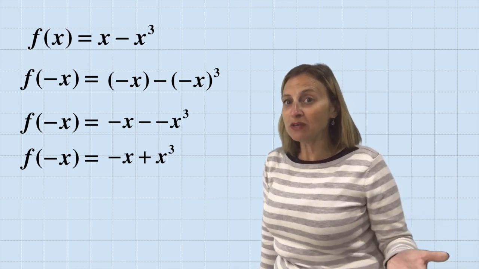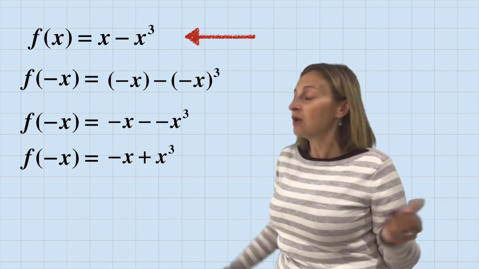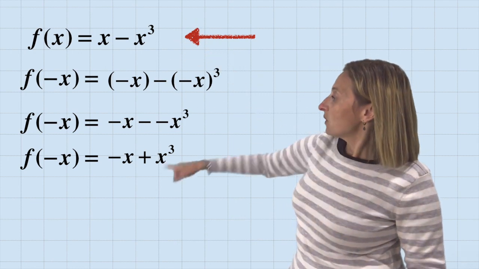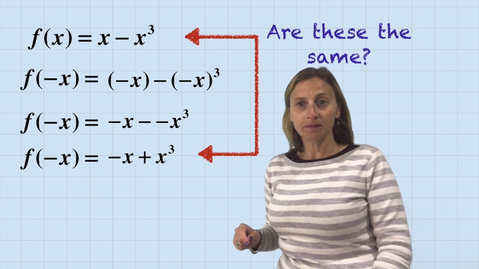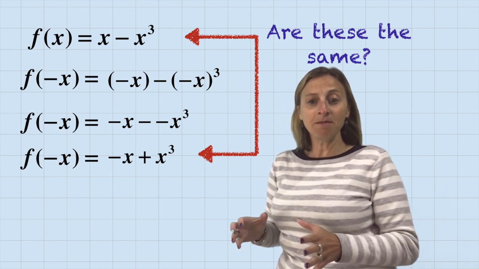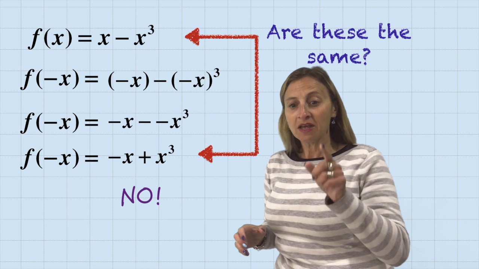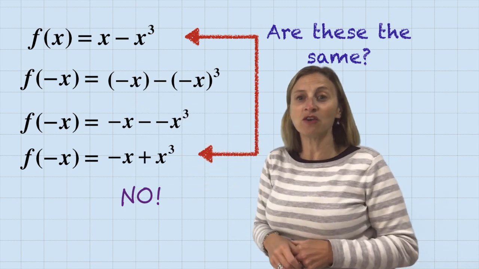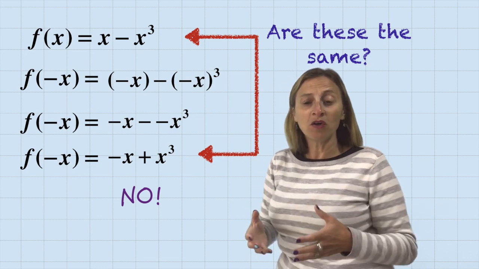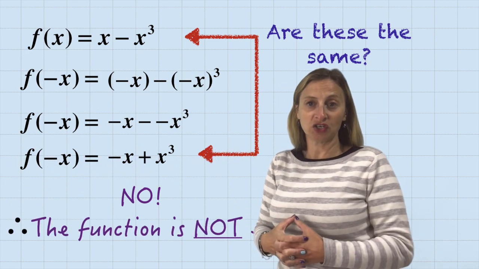And of course, what do we do now to show if it's an even function or not? We need to compare f of x with f of minus x. Are they the same? Are they exactly the same? No, because the x at the front, one is plus and one is minus, so they're not the same. Therefore, this is not an even function.